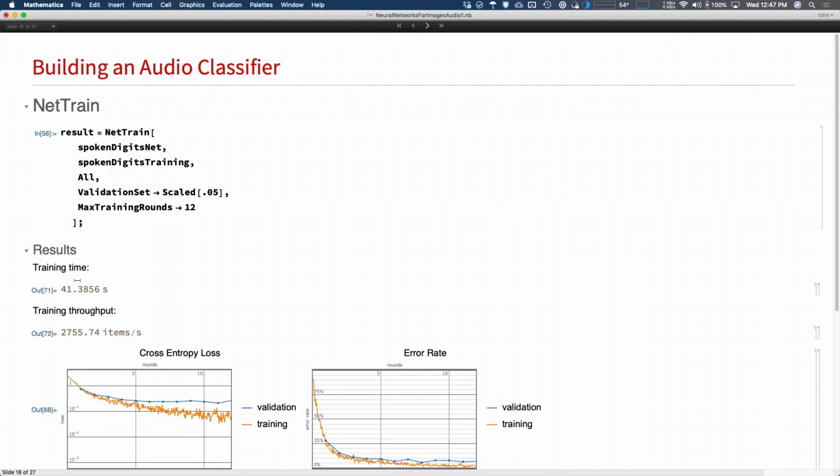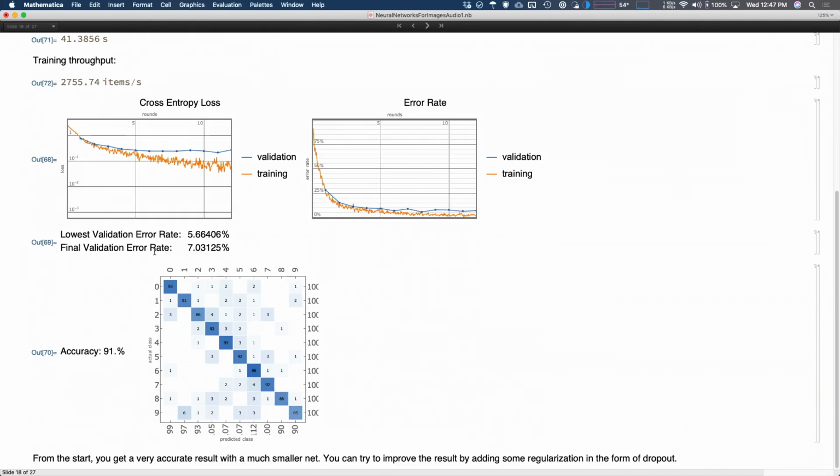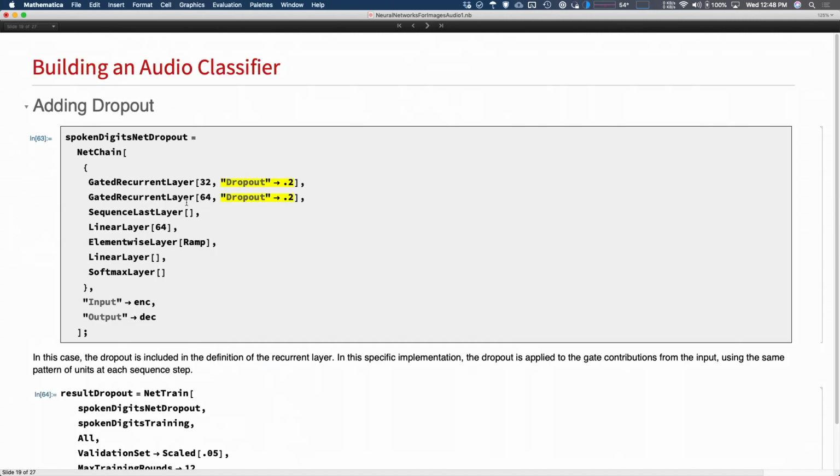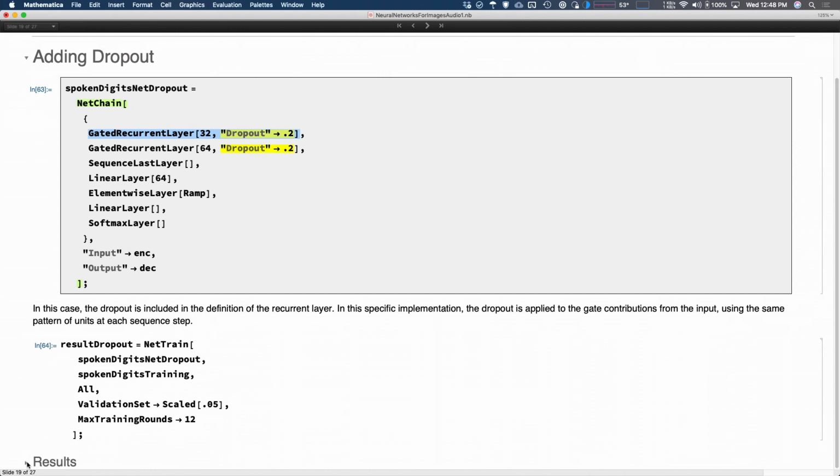This training is actually faster on a CPU than the convolutional one that we were looking at before. We get a comparable accuracy to the convolution one with a smaller net. And one way to improve the result that we have right now is to add some regularization to the training, and we will do that in the form of adding dropout. For recurrent layers, the best way to apply dropout in the training process is to specify the dropout option inside the definition of the gated recurrent layer. Let's look at a result again.